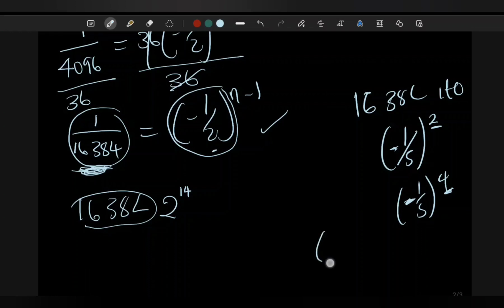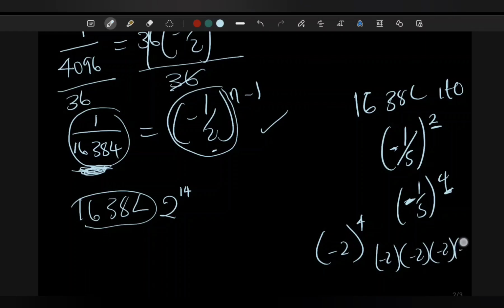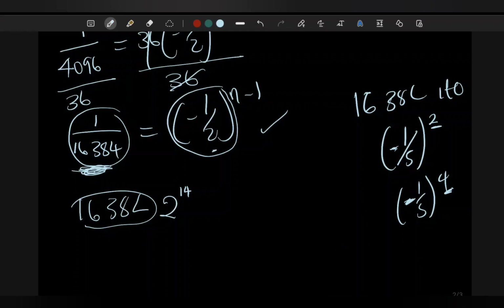For instance, if I have minus 2 to the power 4, that means minus 2 times minus 2 times minus 2 times minus 2. These two will cancel each other. Negative times negative is positive. So the first ones will cancel each other. Negative times negative, they'll also cancel each other to form a positive. So yes, any negative number to the power of an even number is positive.